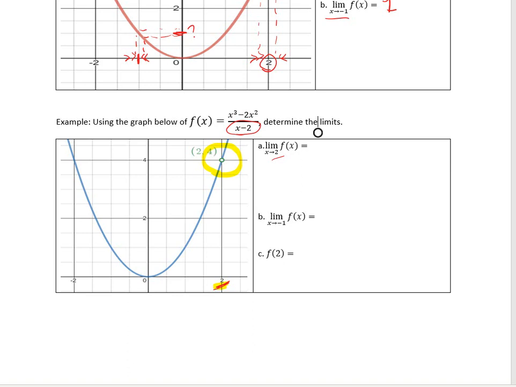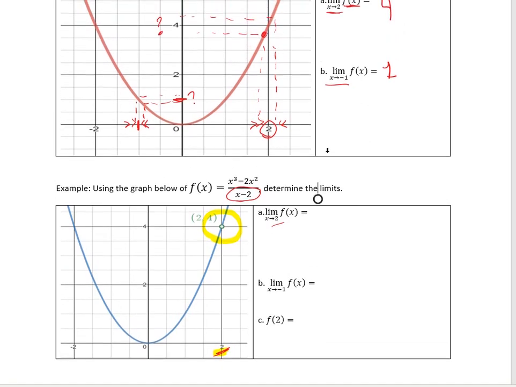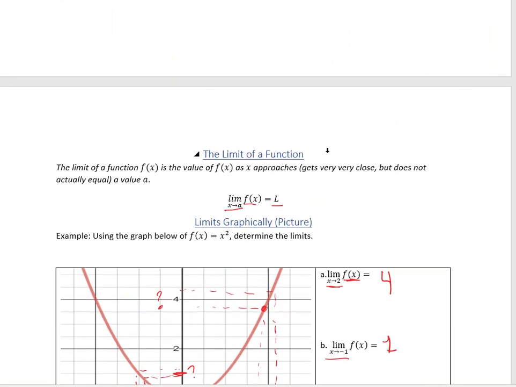That means we have an empty space. However, remember, our function doesn't actually have to exist there. It just needs to get very, very close.